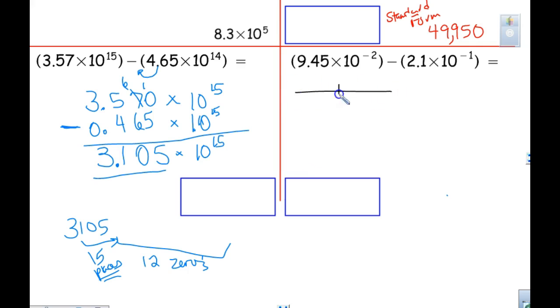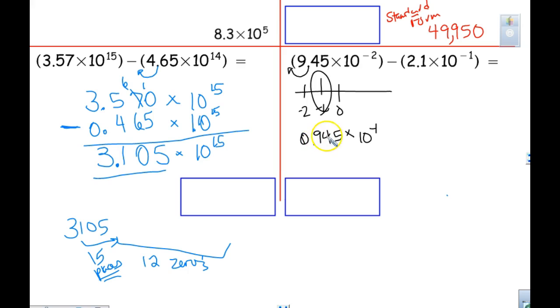-1, right? If we think of a number line, here's 0, here's -1, here's -2. -1 is larger than -2, so we want to keep it with -1. That means if we are going to add 1 to this to get -1, it's going to be 0.945 times 10 to the -1. This one stays the same.